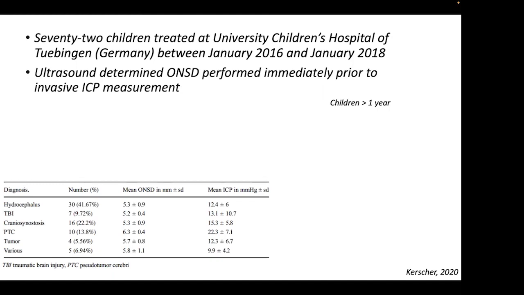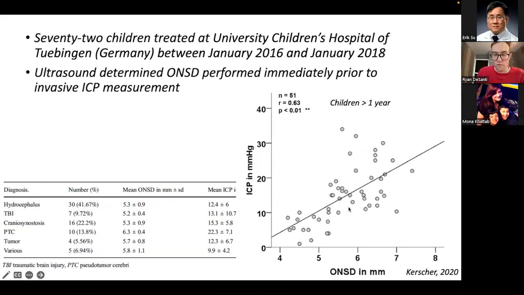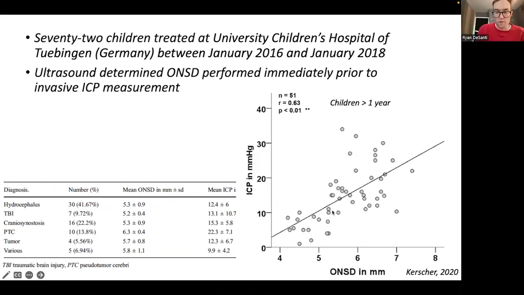They looked at a variety of different disease processes, including hydrocephalus, traumatic brain injury, craniosynostosis, pseudotumor cerebri, tumors, and then various other disease processes. When they evaluated the optic nerve sheath diameter in children who are older than 1 year of age via linear regression, they found relatively good correlation between the nerve sheath diameter and intracranial pressure.